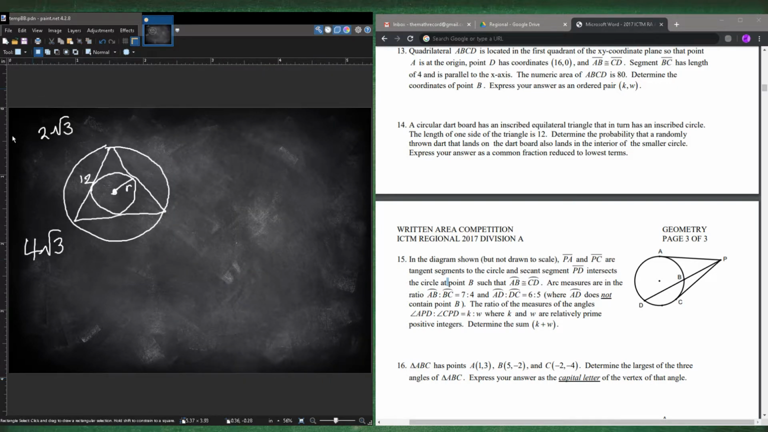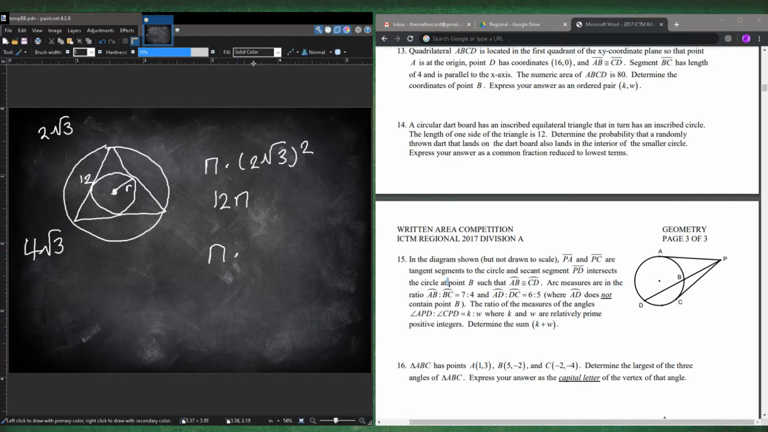So what's the area of the smaller circle? It's just pi times radius squared, right? Our radius is 2 square root 3. That's our inradius, right? So that's just pi. 2 times 2 is 4, times the 3 is 12. So the area of our small circle is 12 pi.